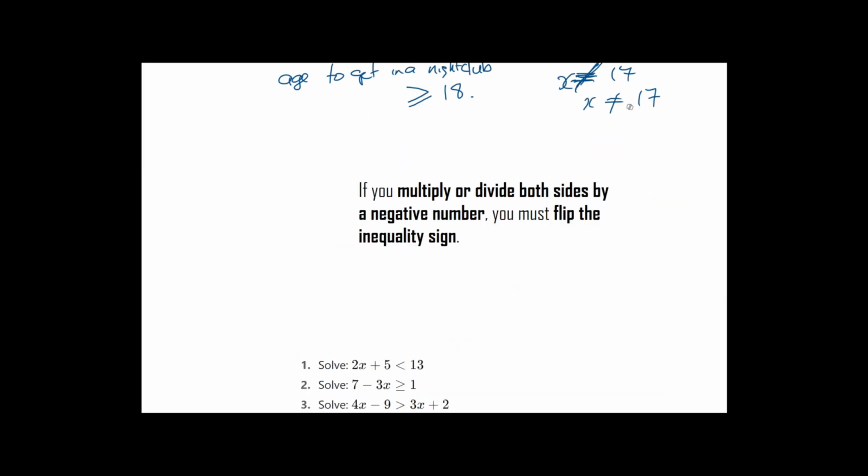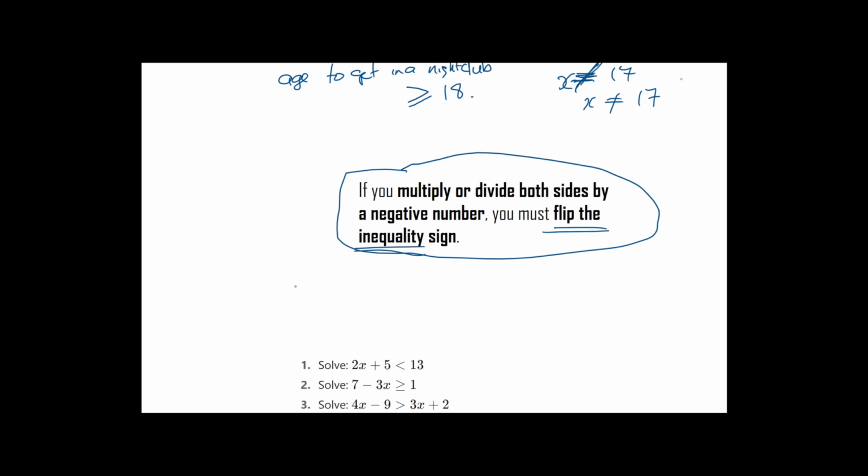The good thing about using inequalities is that you can use them exactly the same as an equal sign. You can add positive numbers, subtract positive numbers, multiply, divide, do anything you want with an inequality. The one thing you cannot do, well, I guess you can do it, is that if you multiply or divide both sides by a negative number, you must flip the inequality sign.